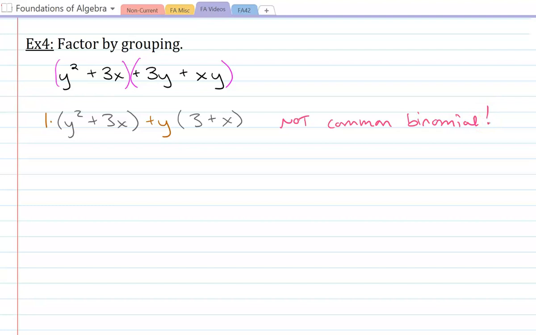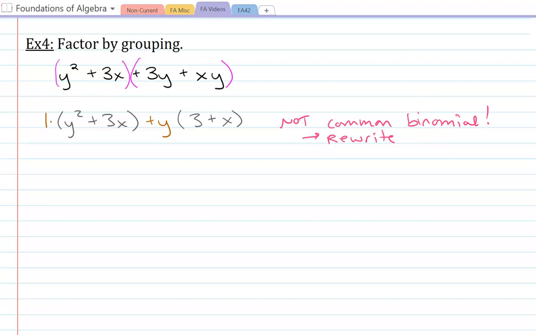So what are we going to do if we don't have a common binomial after we've factored out the GCFs? Well, we have 2 options. Either our math is wrong, and we go back and fix it. Well, our math isn't wrong here. Or maybe it's not factorable. Well, that is possible. But there is one last option. Let's try rewriting it.